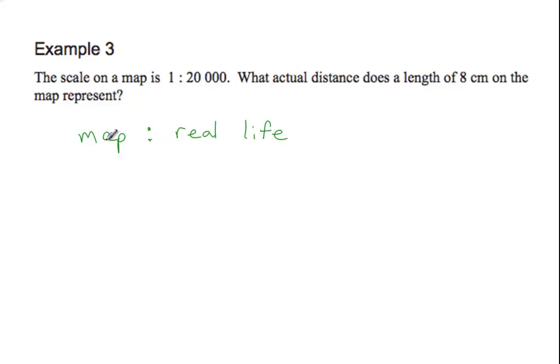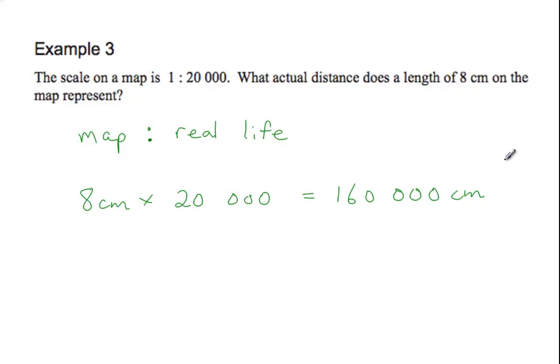That's how this ratio is made. So some value on the map, an equivalent ratio to what it would be in real life. So 1 to 20,000 is what we're given. So that means that 1 centimeter on the map would be 20,000 centimeters in real life. Well, we have 8 centimeters on the map. Okay, we have 8 times that, which means we can multiply 8 by 20,000 to get what it would be in real life. And 8 times 20,000 is 160,000 centimeters.